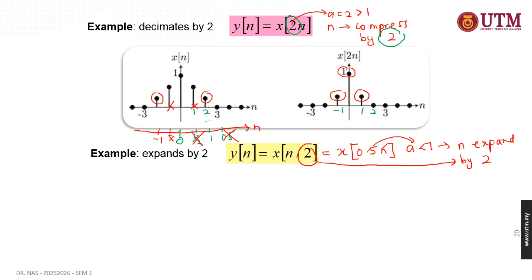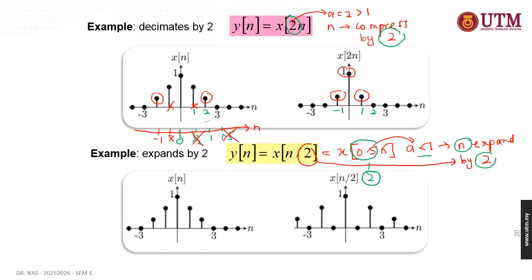Okay, let's look at another example when you have x equal to n divided by 2. So in this case, the scaling factor is 0.5, which is less than 1. So we know that the n will be expanded by the scaling factor. In this case, 0.5 equals 1 over 2. So the signal will be expanded by the scaling factor, or the denominator 2.